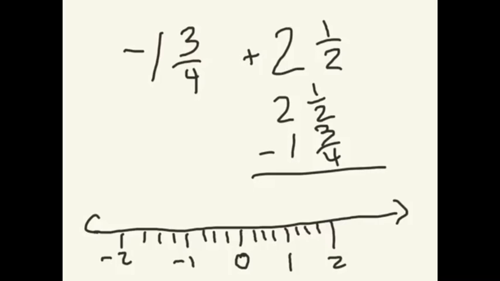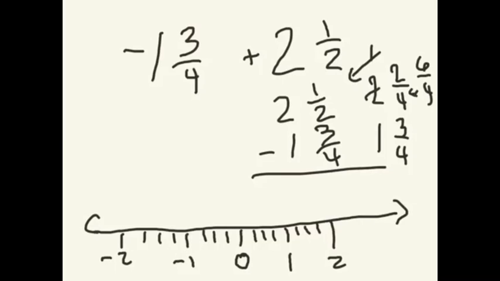So now I have a problem that should look quite familiar to me. I'm going to convert into common denominators. And then since I can't take 3 away from 2, I'm going to borrow. When I borrow 1 whole, which is going to equal 4/4 in this case, because my denominator is fourths, I'm going to add 4 to 2, and I'm going to get 6/4. So I have 1 and 6/4, and I'm subtracting 1 and 3/4. So my final answer here is going to be 3/4.